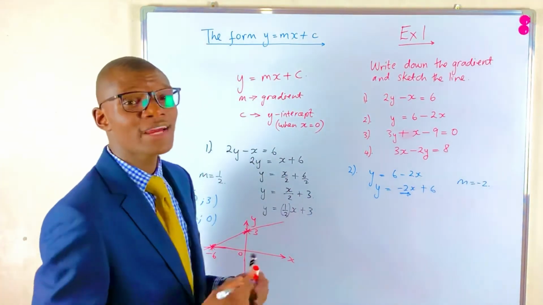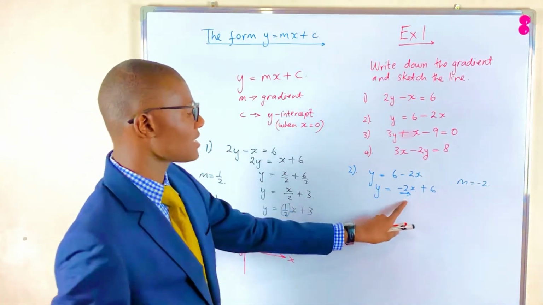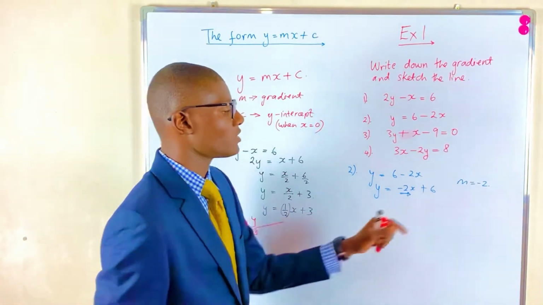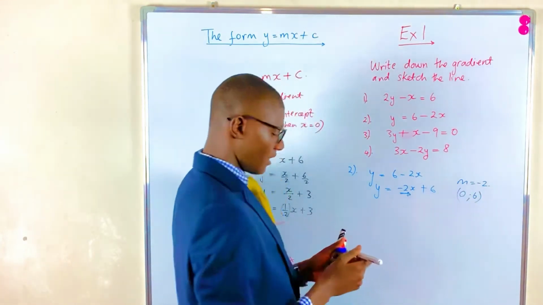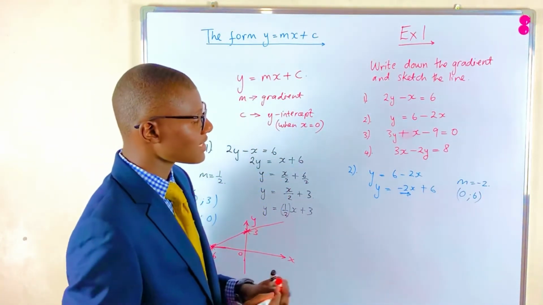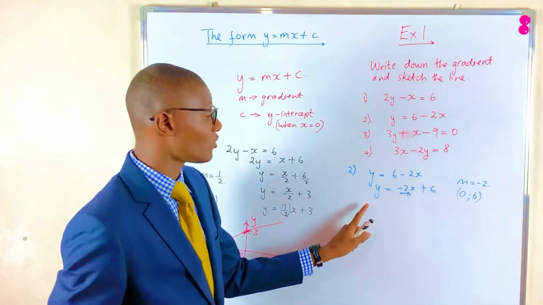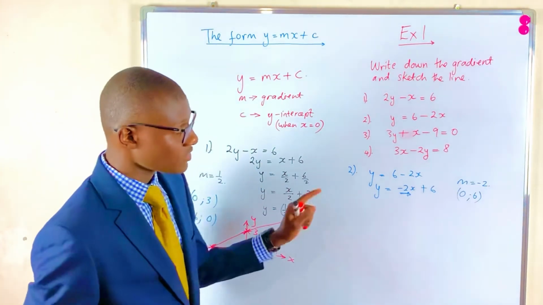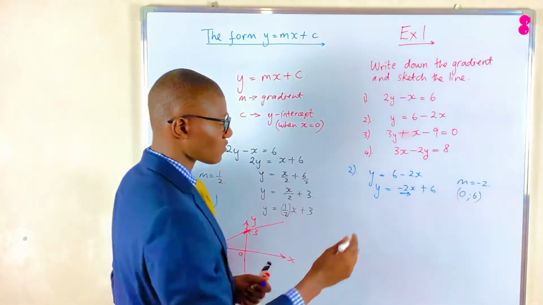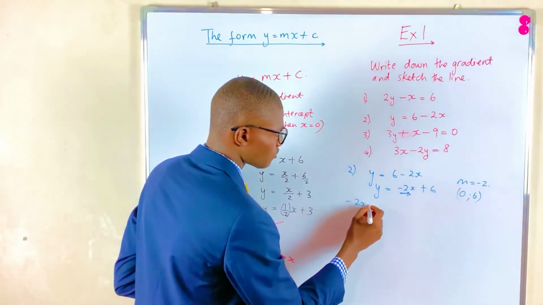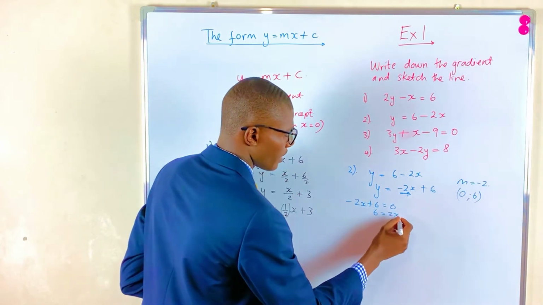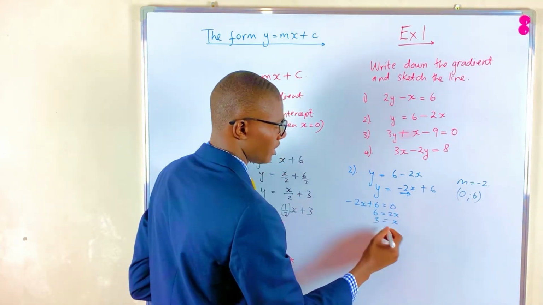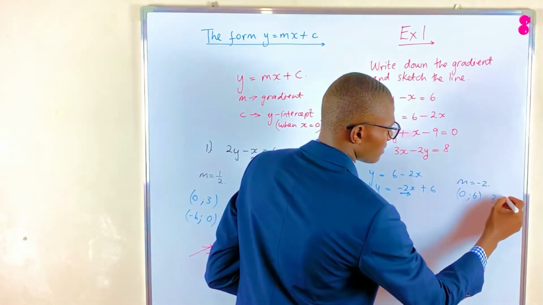And then now finding the intercepts, we are saying when x is 0, y is c, which is 6. So we've got 0, 6. And then when y is now equal to 0, right, we can solve for the value of x. So when y is 0, we're saying minus 2x plus 6 is equal to 0. Then 6 is equal to 2x. x would be equal to 3. So we also have 3, 0.